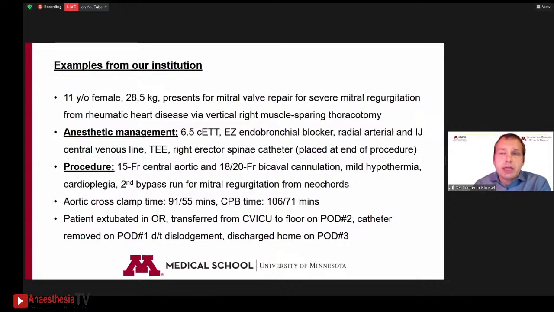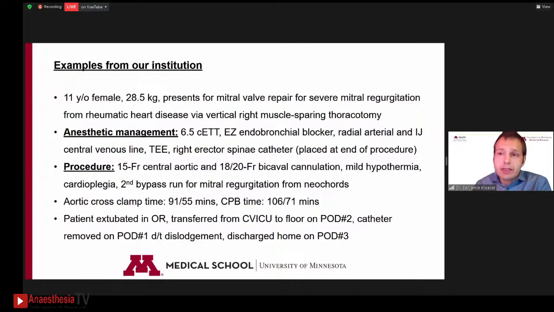The procedure was conducted via central cannulation with a 15 French aortic and an 18 and 20 French bicaval venous cannula. Same way, mild hypothermia, cardioplegia. The patient required a second bypass run for continuing mitral regurgitation from the neochords. The cross-clamp time total was 91 minutes for the first and 55 minutes for the second run. Cardiopulmonary bypass time was 106 minutes for the first and 71 minutes for the second run.